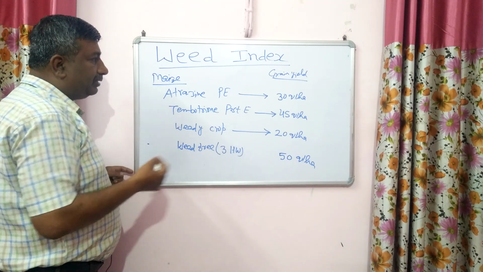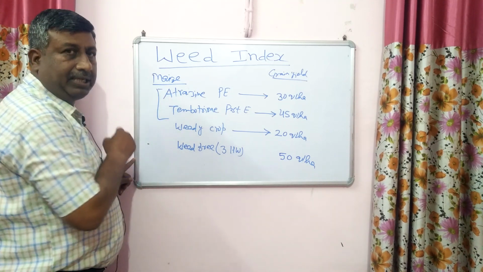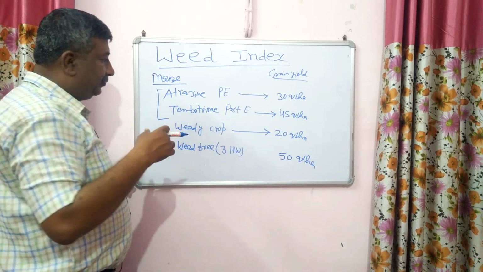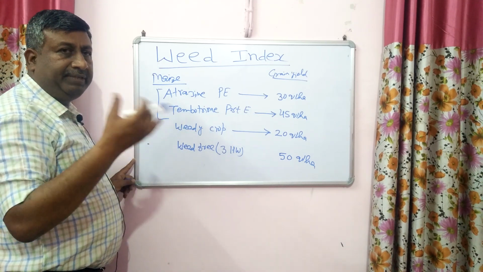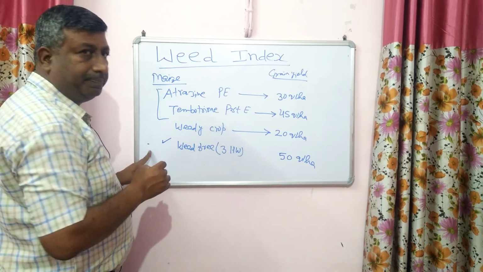So weed index is calculated with the help of the treatments. These are the treatments, atrazine and tembotrione. Weedy crop is not a treatment because we did not apply any chemical or any weed control method. And this is the weed free crop. So this weed free crop is the base.